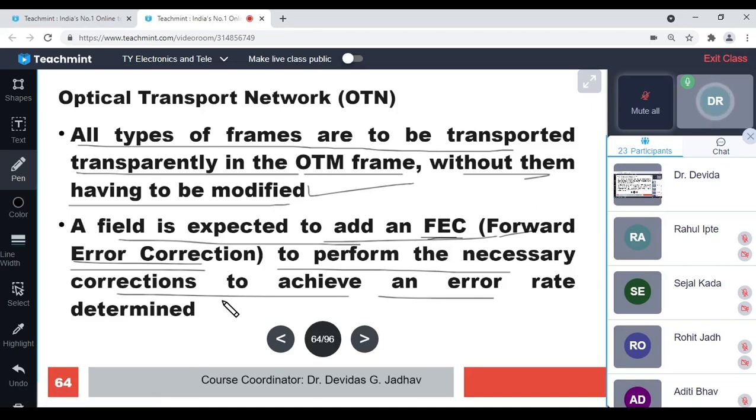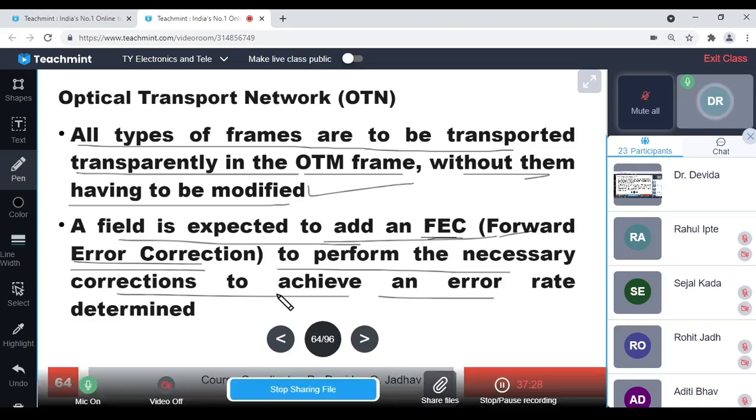And second, automatic error correction may be there. So without requesting the resending of the data, automatic error correction, forward error correction, can be there. The data is encrypted and coded in such a way that the errors can be automatically corrected. So this will achieve the error rate which is determined in the design. Okay, so necessary correction to achieve an error rate which is determined. So FEC can be added.